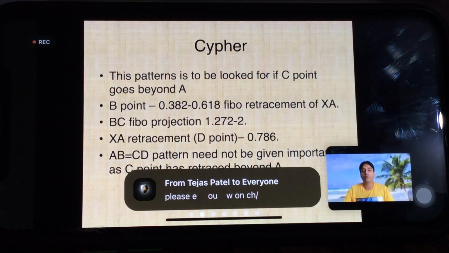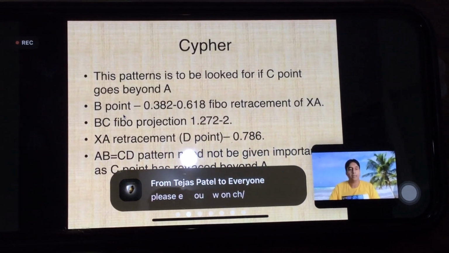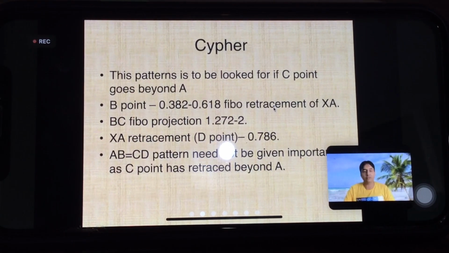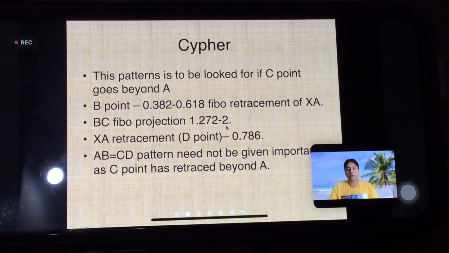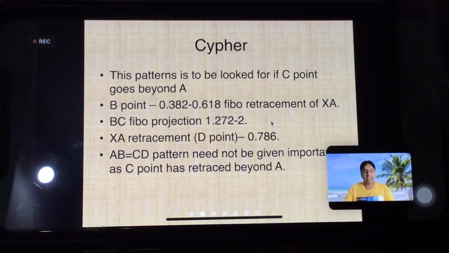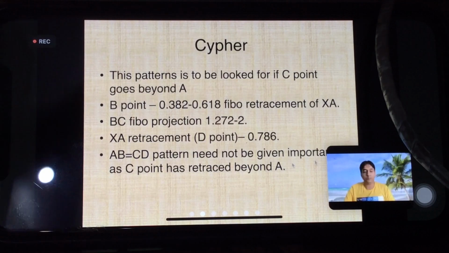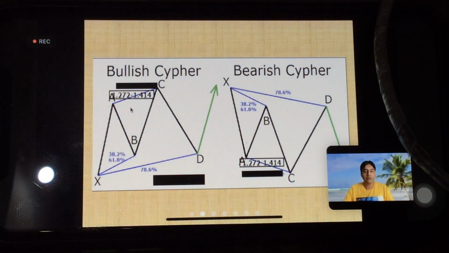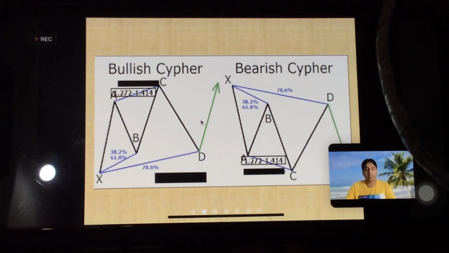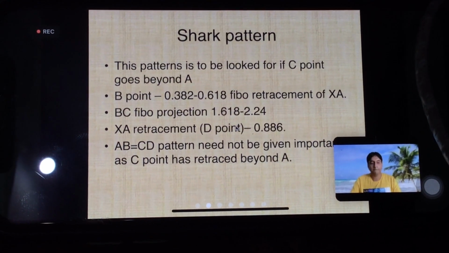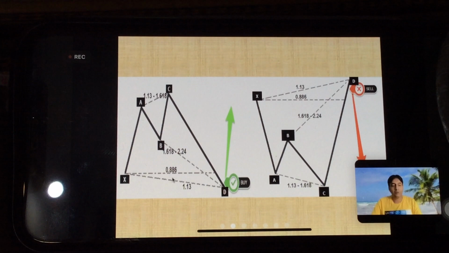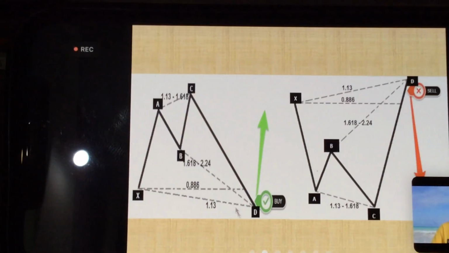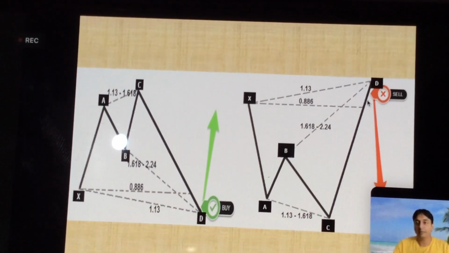So this pattern is to be looked for if C point goes beyond A. B can be 0.38 to 0.5, 0.618 of XA. BC projection 1.27 to 2. XA retracement will be 0.786. AB equal to CD need not be given importance as C point has retraced beyond A. So here you can see XABCD, it can be cipher 0.786, bullish and bearish. Shark pattern will be the same, only it will be 0.886, and alternate shark will be 1.13. So this is bullish and this is bearish.